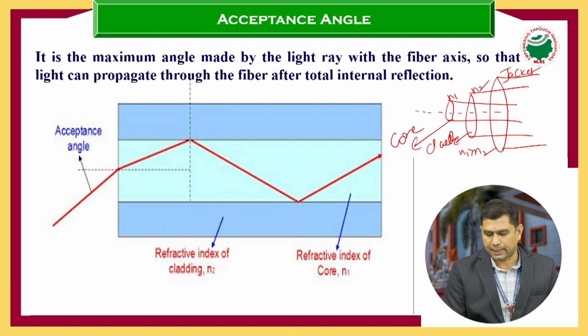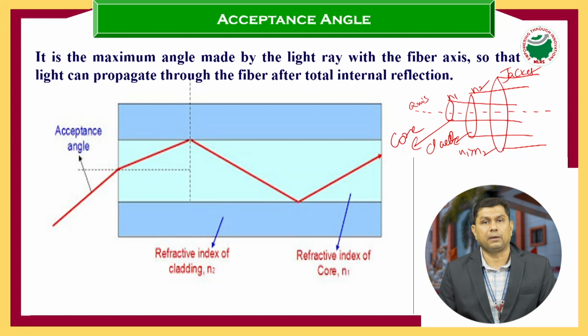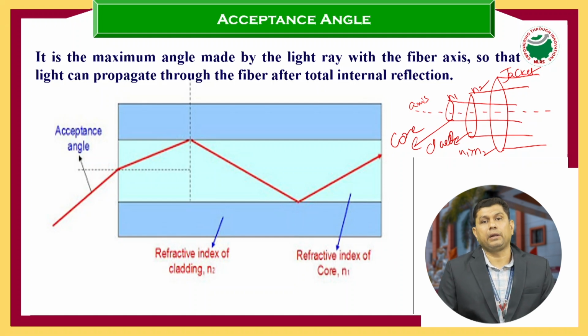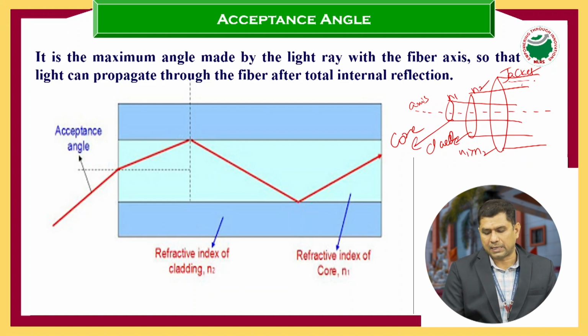If you draw a line exactly through the center of the core, that is called the axis of the fiber. In this, the core and clad play a vital role in transmitting the signal. The jacket has no significance. Here the fiber transmits the signal based on total internal reflection. What is total internal reflection? Whenever light travels from a denser medium to a rarer medium and the angle of incidence is greater than the critical angle, then total internal reflection takes place.